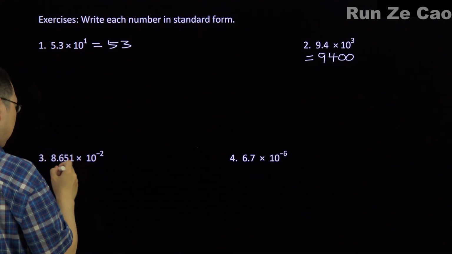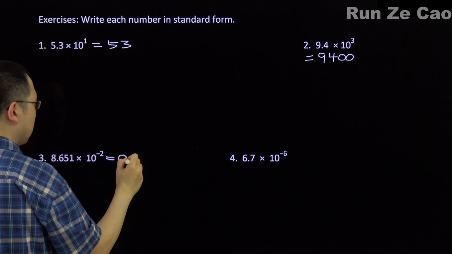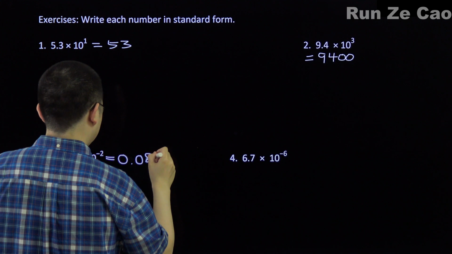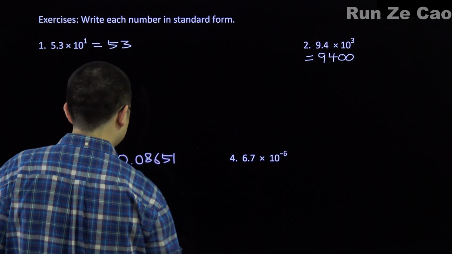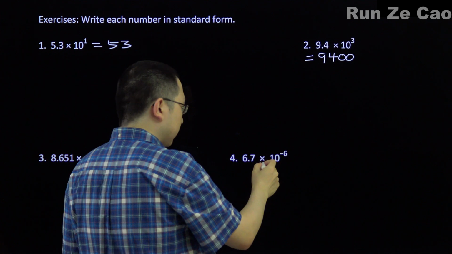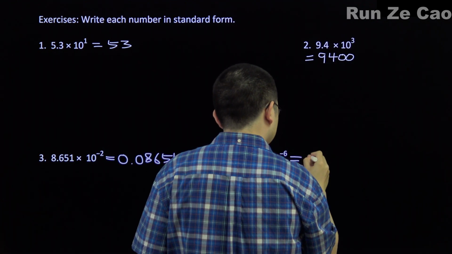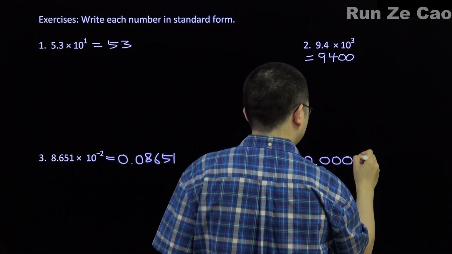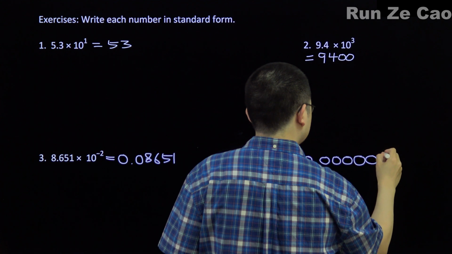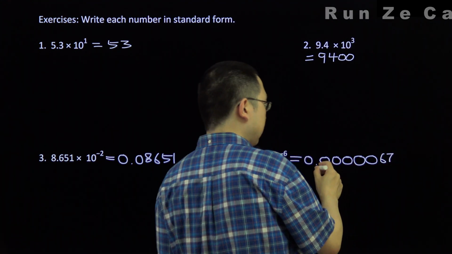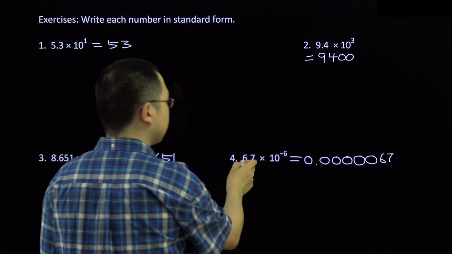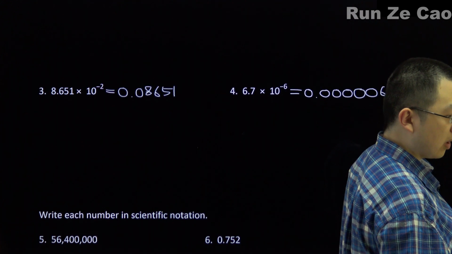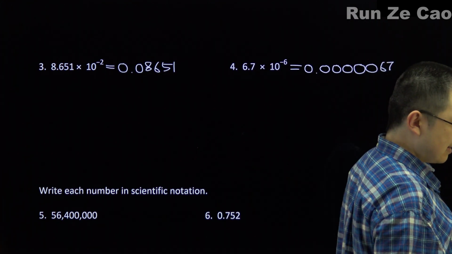8.651 times 10 to the negative second power. Well, that's equal to 0.08651. 6.7 times 10 to the negative 6. Oh, that's 10 to the negative first, negative second, negative third, fourth, fifth, and then the sixth. And you have the 6 and the 7 at 10 to the negative 6 for the 6, because that's the ones digit of the thing you're multiplying in.